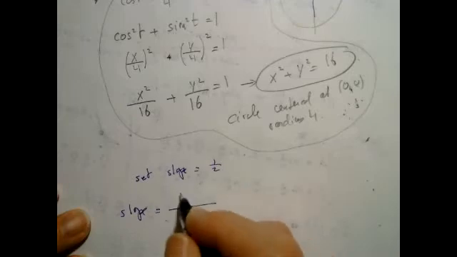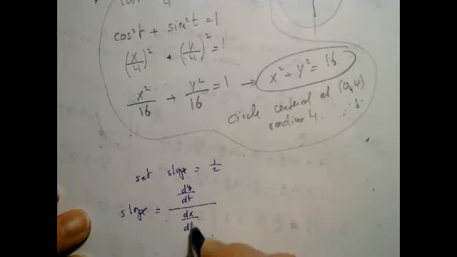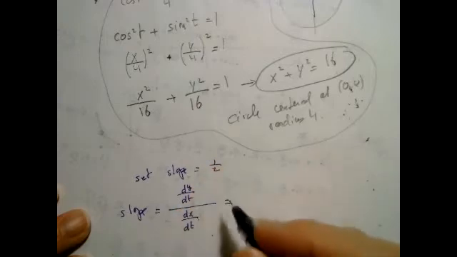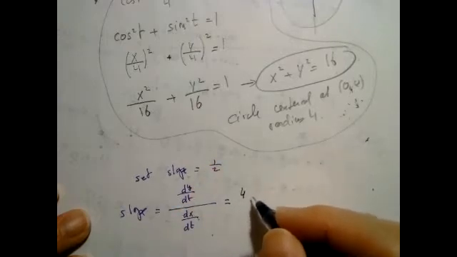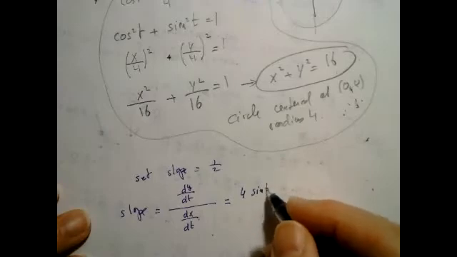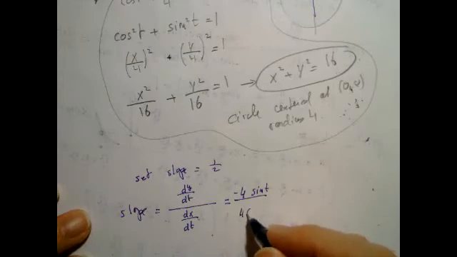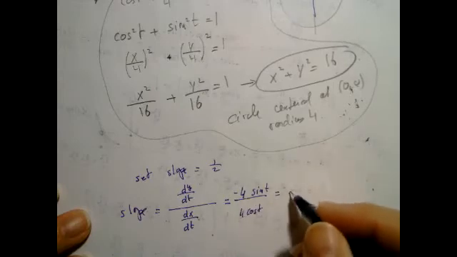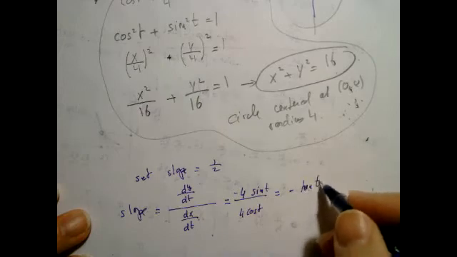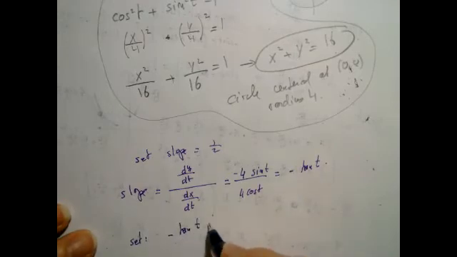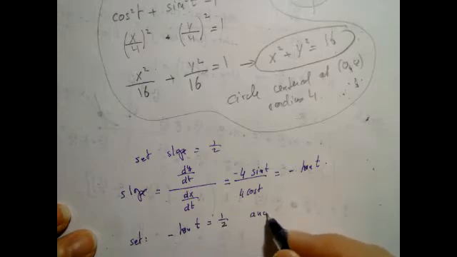The slope is dy/dt over dx/dt. Okay, means the slope equal to dy/dt, the derivative of y, it's 4 minus 4 sine t, and the derivative of x is 4 cosine t. So it's going to give me minus tangent t. Okay, now I'm going to set minus tangent t equal a half and solve for t.